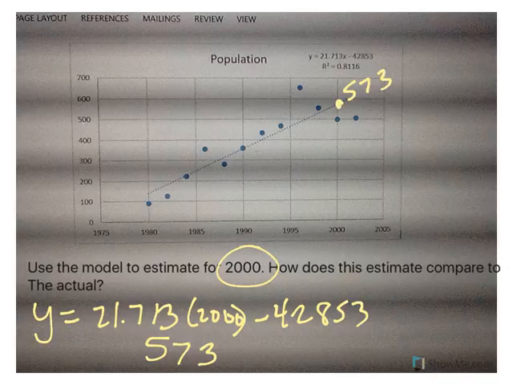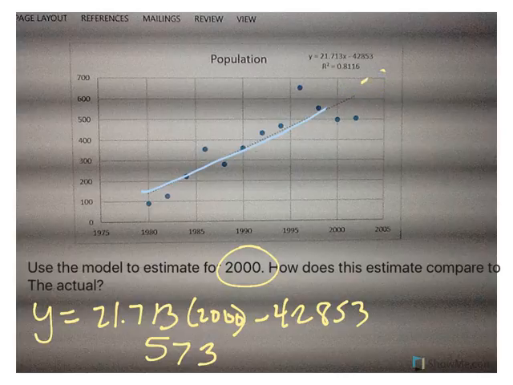Now the actual, if you recall, is right here, because the dots are the actual. It looks like it's pretty close to 500, and the line is the estimate, right? Very few things in life are actually linear, that go in a nice straight line. But linear models are one thing that do. So we could say that the model estimates approximately 70 more butterflies for the year 2000 than the actual.